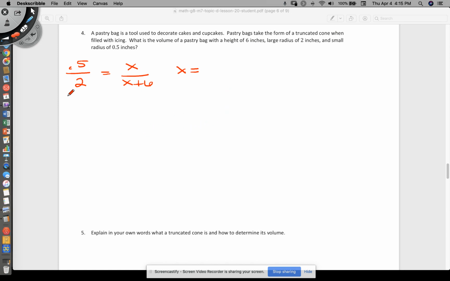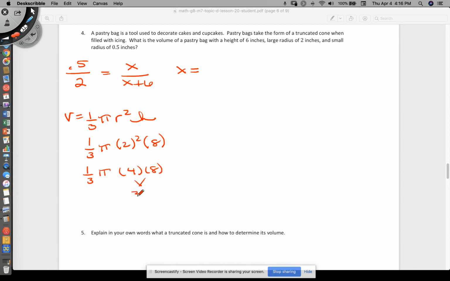Now let's go ahead and solve this out. We have the volume equals 1/3 pi r squared h. So I'll do the first one for you. We have 1/3 pi 2 squared times 8. And this is going to be 1/3 pi times 4 times 8. And that's going to give me 32. So I'm going to say 1/3 times pi times 32, which is 32 over 3 pi. And I'm going to leave it like that for now.